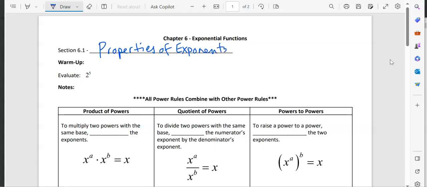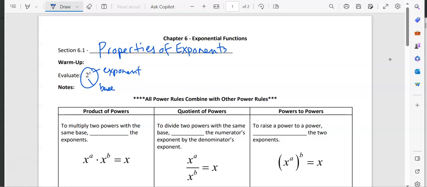I'm hoping some of this content is familiar for you, but if it's not, that's okay. We'll work through it. What I want you to do in your warm-up is evaluate this. So again, if we unpack this a little bit, 2 is the base. It represents the number that we are multiplying. 5 is called the exponent. It tells us how many times to multiply the base by itself.